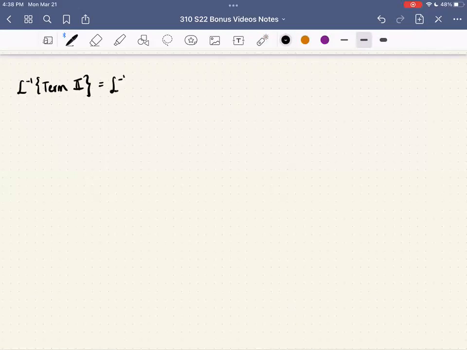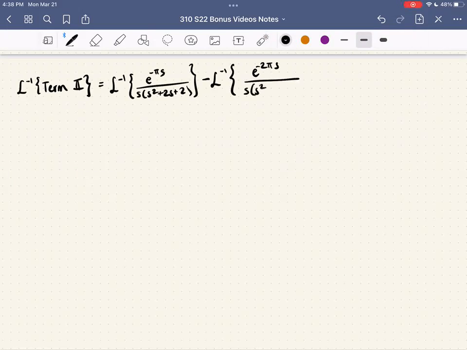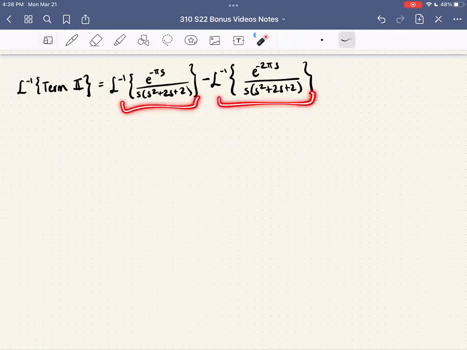That is going to be the inverse Laplace transform of e to the negative pi s over s times (s squared plus 2s plus 2), minus the inverse Laplace transform of e to the negative 2 pi s over s times (s squared plus 2s plus 2), which we already computed. We computed each of these things separately.